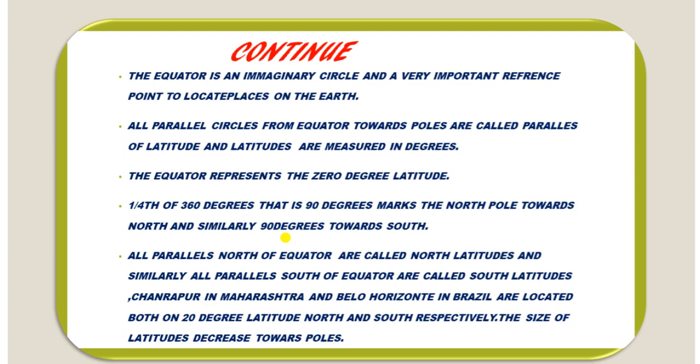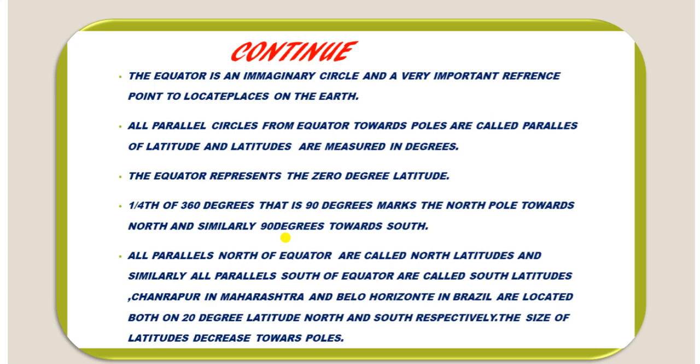Latitudes are basically angles. When we join similar angles around the globe, definitely there will be a circle formed, and that circle is called a parallel of latitude. When similar parallels are drawn parallel to the equator towards the North Pole, those are called latitude parallels of the northern hemisphere. In a similar way, we will be having parallels of the southern hemisphere.